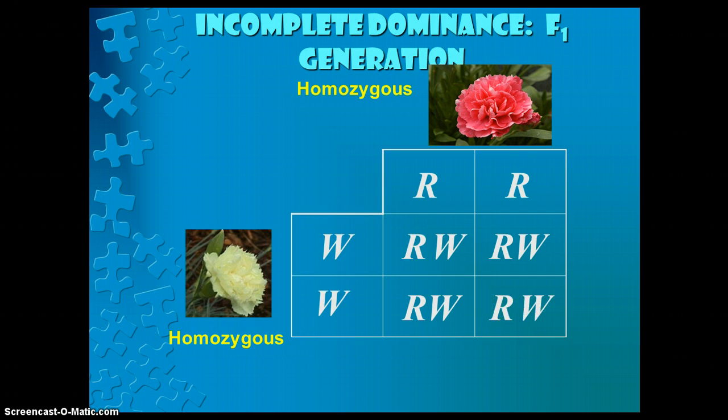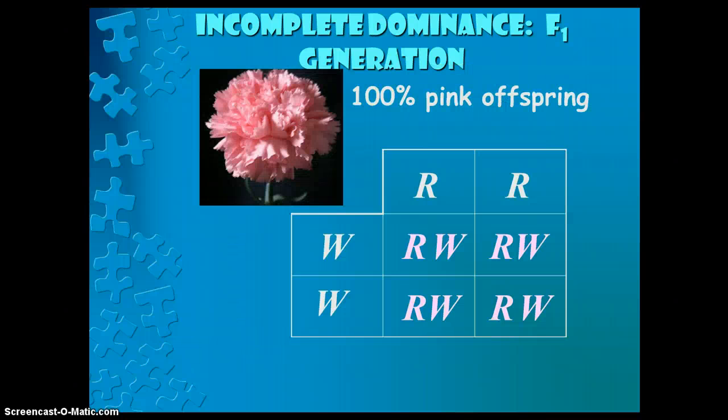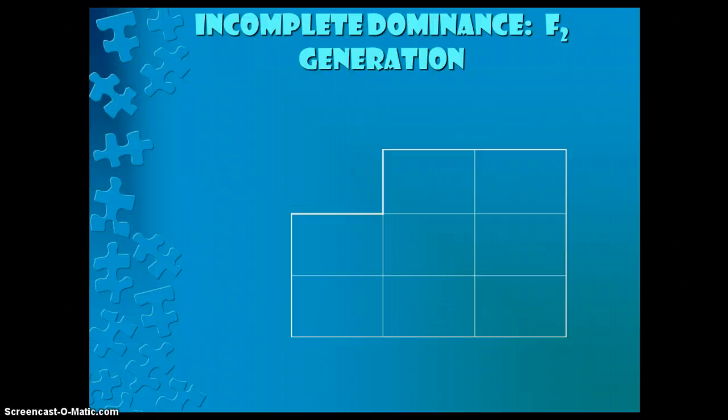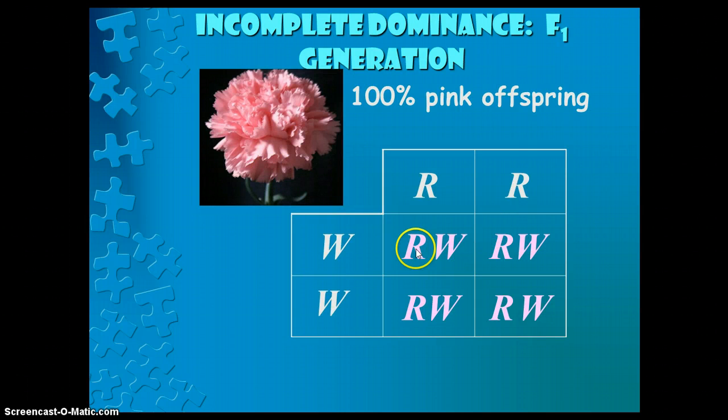When you take red and you take white, and we have incomplete dominance, what happens is we get a blend of that phenotype. So instead of having a white or a red flower, we're going to have a pink flower. All those big R, big W's are going to be pink.